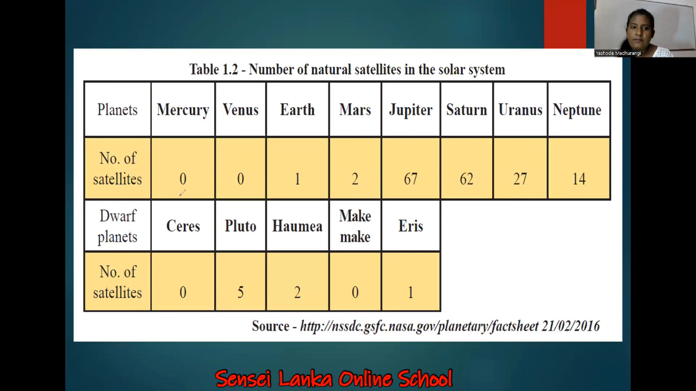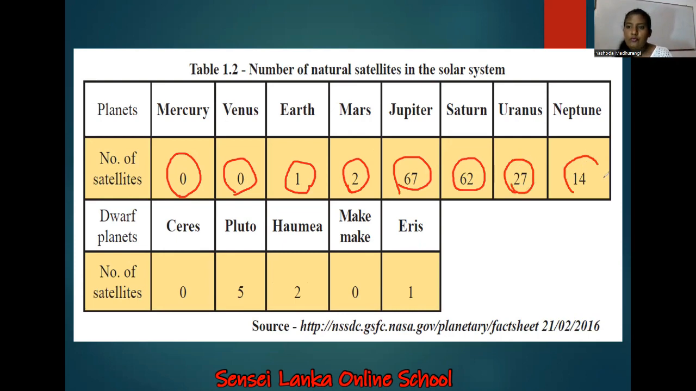Look at Mercury. Mercury, how many natural satellites are there? 0. So Mercury has no natural satellites. Venus, number 0. No natural satellites for Venus. Then Earth. We have one natural satellite, that is the famous Moon. Mars has 2. Jupiter has 76, the highest number of natural satellites. Saturn 62. Uranus 27. Neptune 14. So these are the number of natural satellites each planet has.